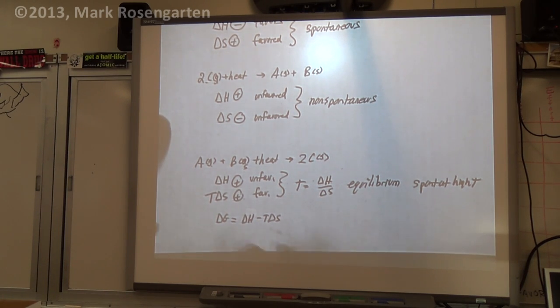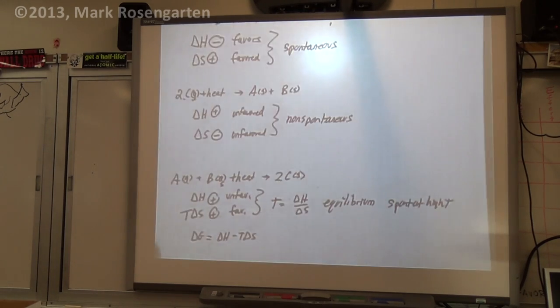But what if it's the other way around? What if delta S was negative? Increasing temperature would make it an even bigger negative number, and that would make it even less spontaneous. So as a result, you'd want low temperatures for that. So it all comes down to what's delta S. If delta S is favored, you can make it even more favored by raising the temperature. If delta S is negative, then lowering the temperature will do the job.